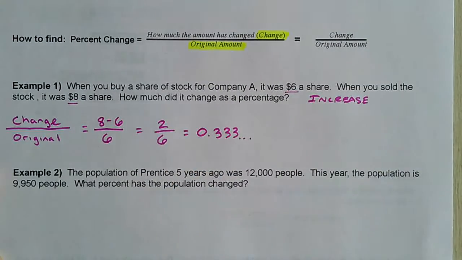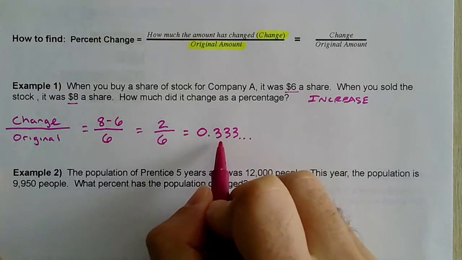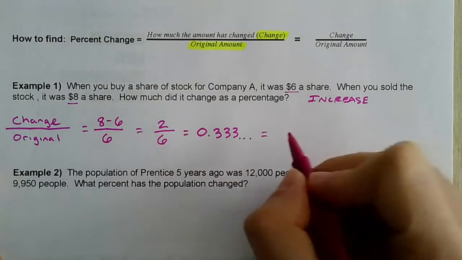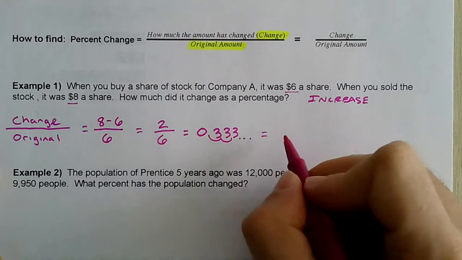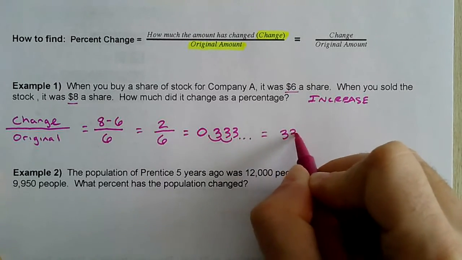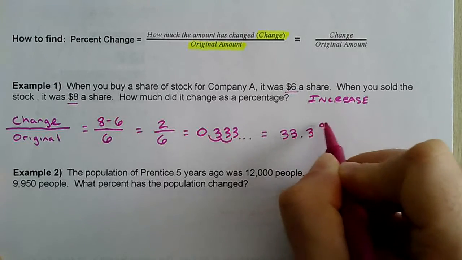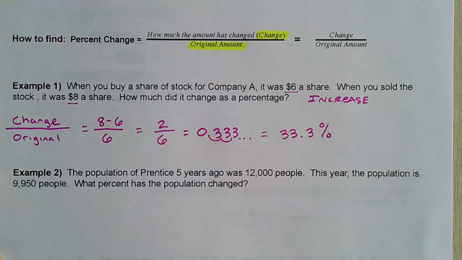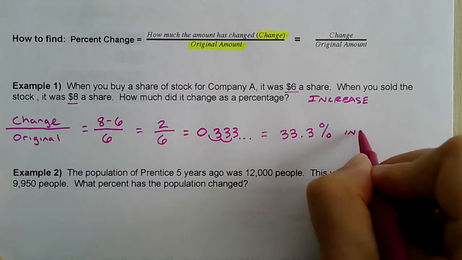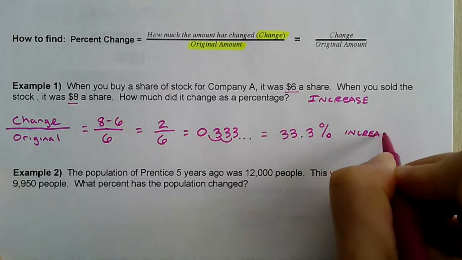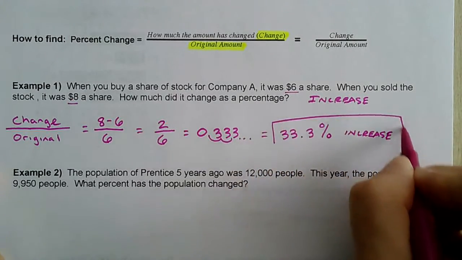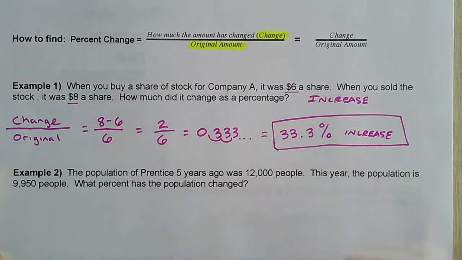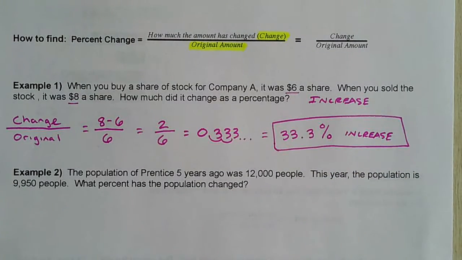2 divided by 6 is 0.333 repeated. Remember, this is a decimal and we want it as a percentage, so move that decimal 2 spaces to the right. 33.3%. And we're going to indicate that as an increase. So this stock was $6 and increased by 33.3%.